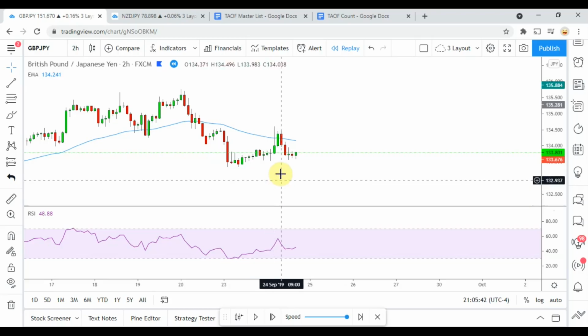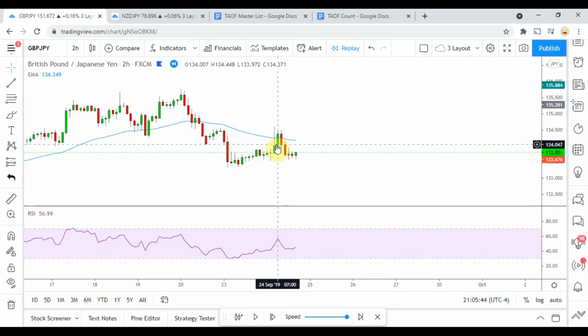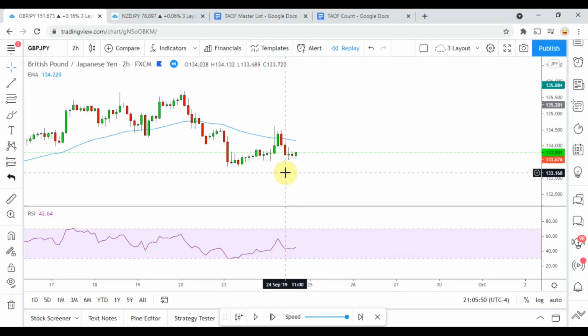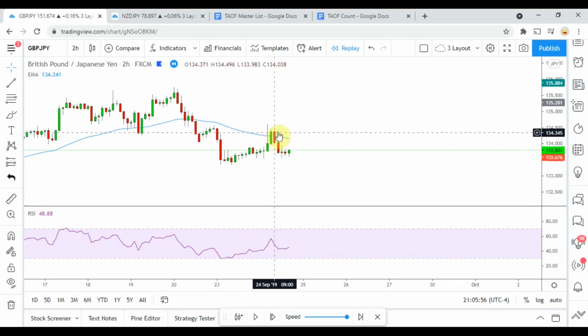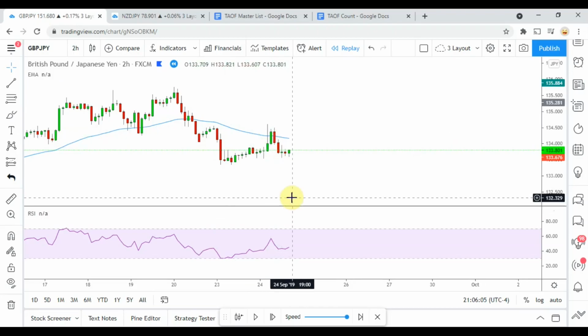So we're looking for either a hammer or an engulfing candle. In this case, it would be a bearish hammer or bearish engulfing. And it looks like we get one right here. This is a pretty close setup, but this one was not actually an engulfing candle. It was really close, but not quite.